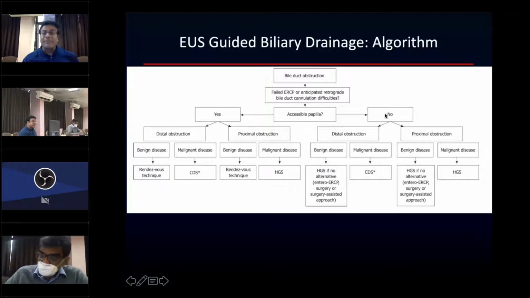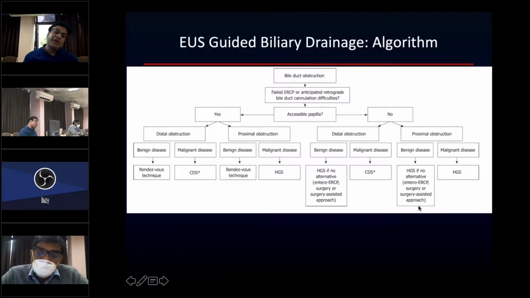When we can't access the papilla, which happens in outlet obstruction, we need to see whether it's a distal or a proximal obstruction. Distal malignant disease, we do a choledochoduodenostomy. Distal benign disease, we can resort to hepaticogastrostomy. Again, proximal obstruction, malignant disease, we do a hepaticogastrostomy. And for benign disease, hepaticogastrostomy if other advanced endoscopic procedures are not available.